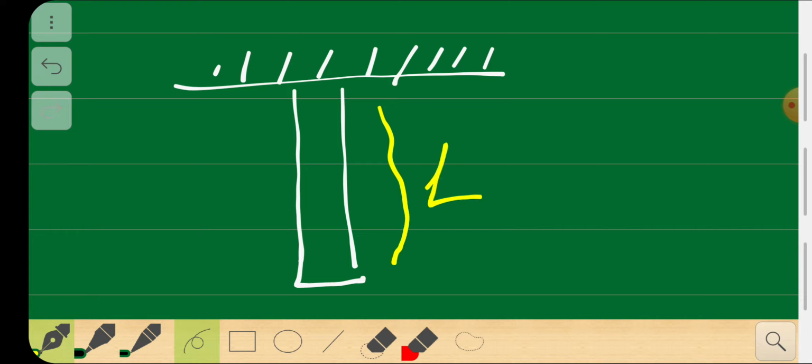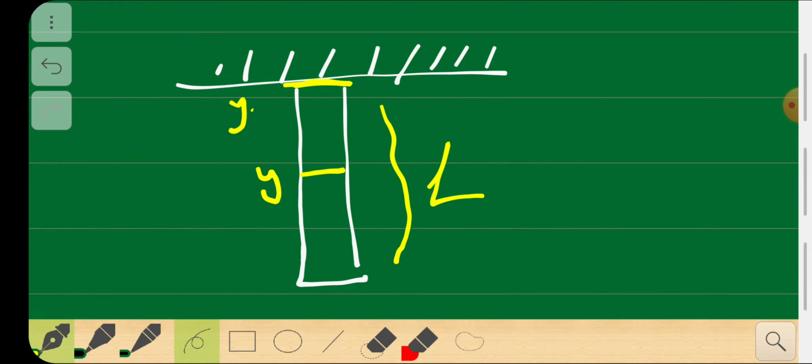And let's call some point y. Okay, some point y, and this is y equal to 0, and this is y max, which is L, right? Y equal to L.